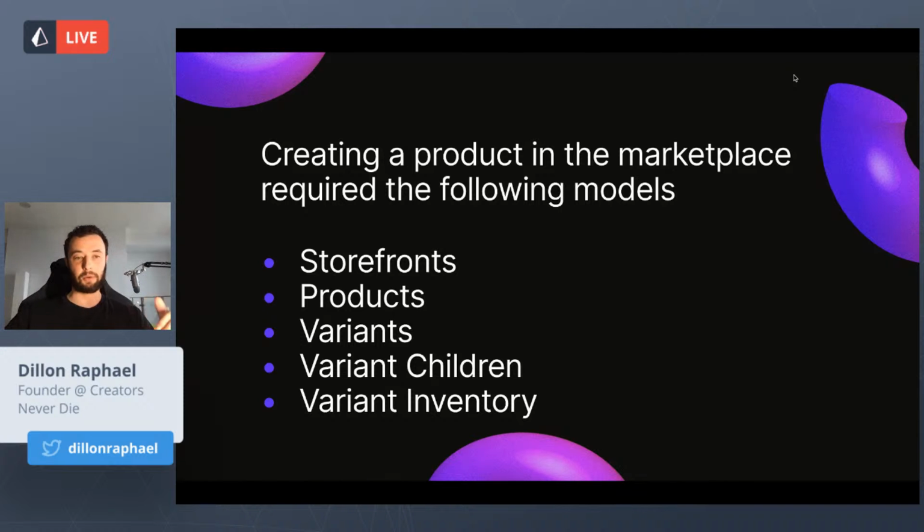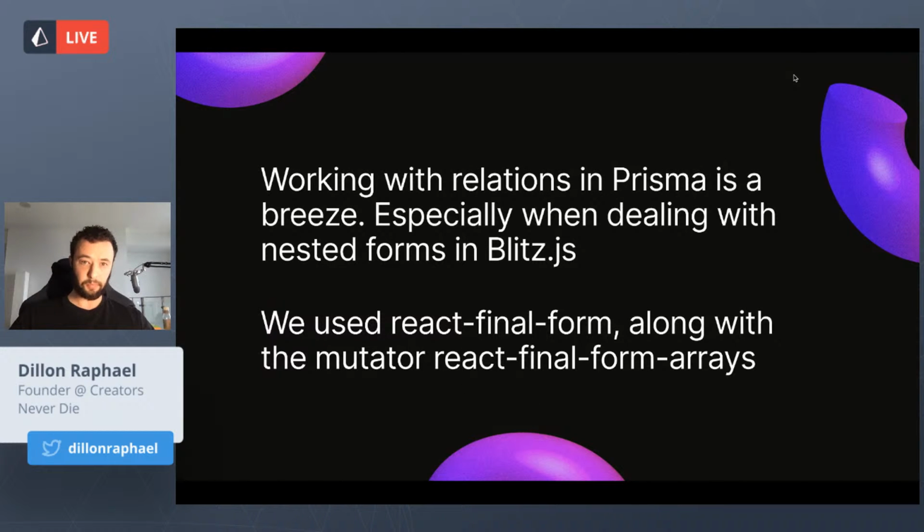So as you can see, there was a huge nest of relations, and dealing with forms is usually pretty complicated, but actually we had a pretty good time doing it with Blitz and Prisma. So as I said, working with relations in Prisma was a breeze, especially when dealing with nested forms. We ended up using on the front end React Final Form, along with the mutator that they supply called React Final Form Arrays.